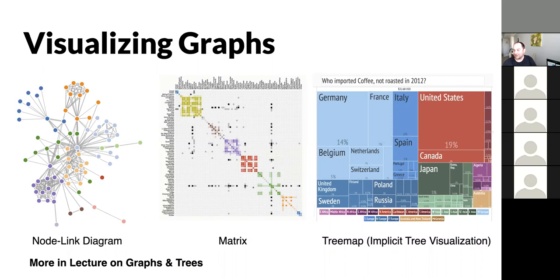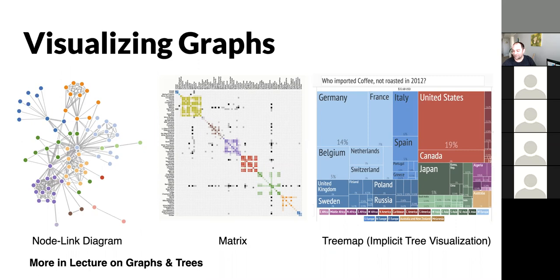We'll talk about the benefits and drawbacks of those two techniques in the lecture on graphs and trees. And then for trees, there are a couple of special types of visualizations called implicit visualizations, because they only implicitly show the structure of the network. The most common of those is the tree map. Here we have a tree map of who imported coffee in 2012.